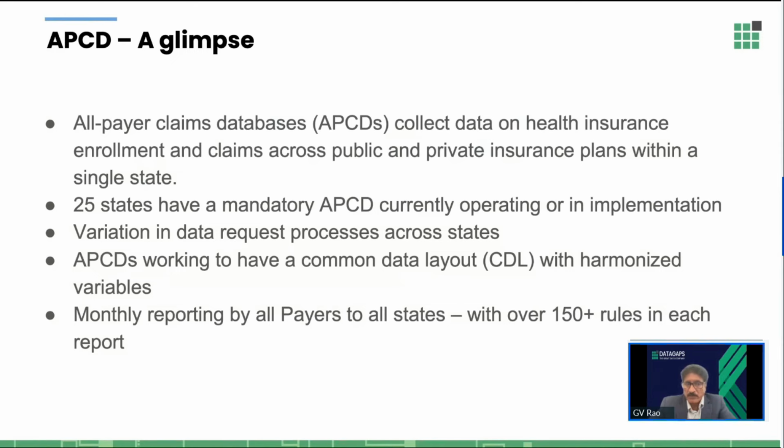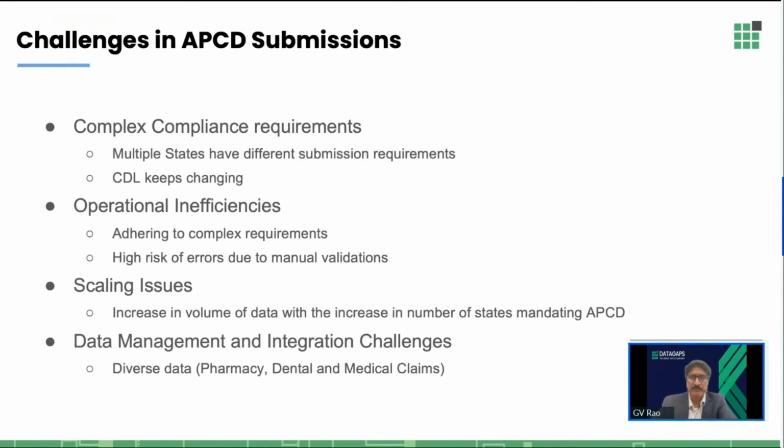Now, coming to monthly reporting by all payers to all states, suppose you say 25 states, and every time you have 150-plus rules in some of the reports, just imagine the size, complexity, and criticality of the data. Added to it, there is a regulatory requirement that the data has to be 100% or within the confidence levels for submission. So any wrong submissions can also attract a penalty, but that is not the point here.